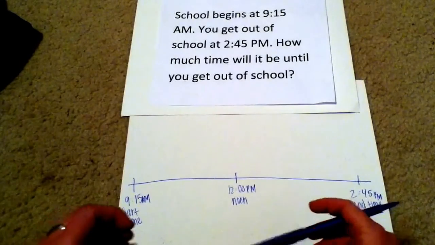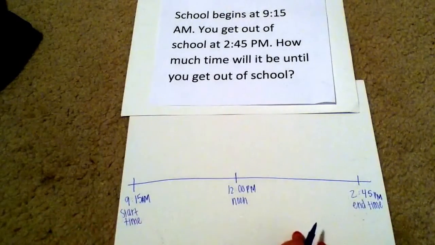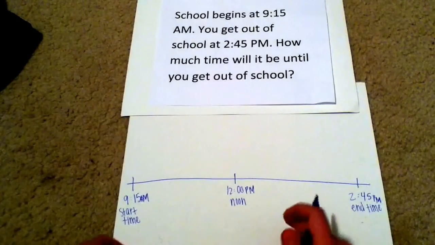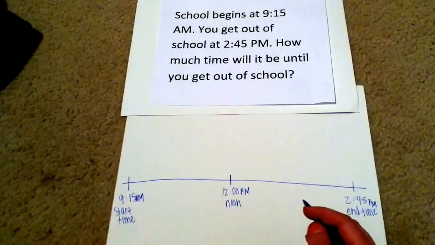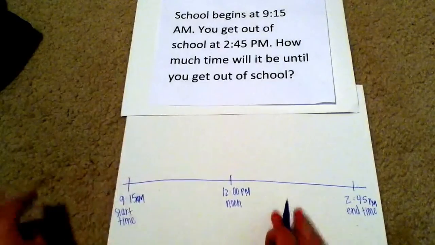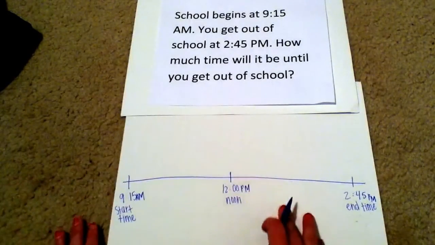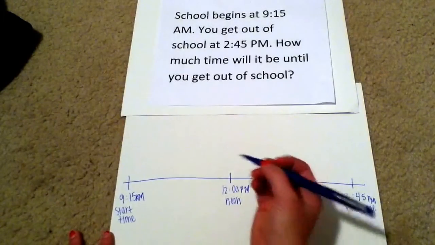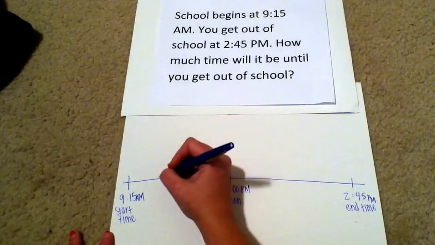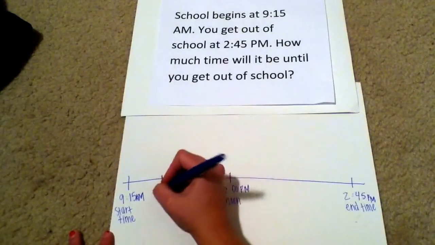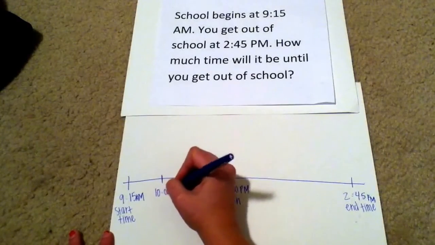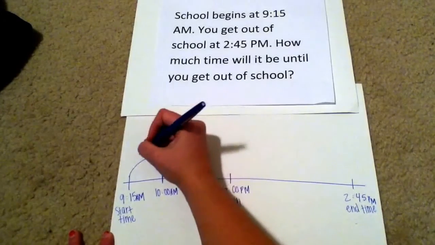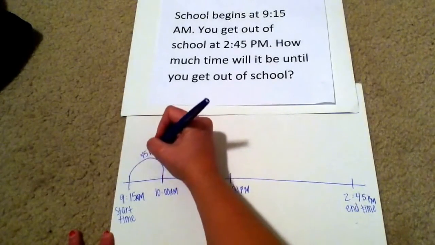So starting at the start time, we apply the Make 60 approach to find the size of the jump that will get you to the nearest hour. So the size of the jump that will get us to the nearest hour, well, first we need to figure out what the nearest hour is. So 9:15, the nearest hour to that is 10 o'clock a.m. So let's label that 10 o'clock a.m. And the size of this jump is 45 minutes.